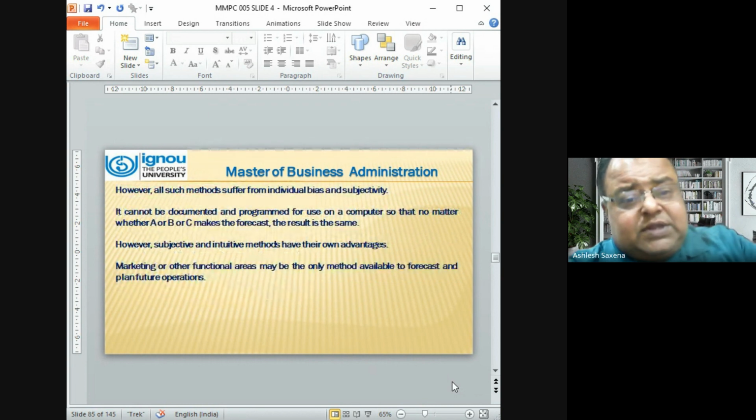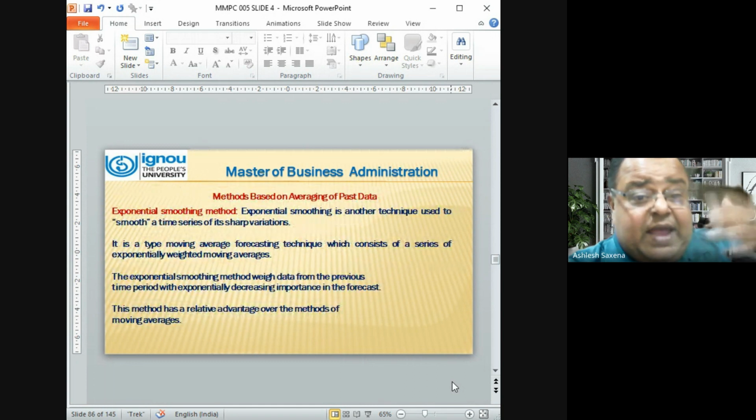However, all such methods suffer from individual bias and subjectivity. They cannot be documented and programmed for use on a computer so that no matter whether A or B or C makes the forecast, the result is the same. However, subjective and intuitive methods have their own advantages. Marketing or other functional areas may have this as the only method available to forecast and plan future operations.